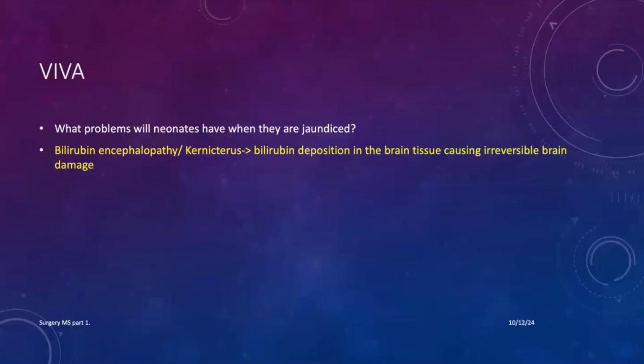Yeah, so they can go into encephalopathy and kernicterus, right? Because bilirubin is fat soluble, it can go through the blood-brain barrier and it can deposit in the brain tissues. It can cause irreversible brain damage, right? So that is the major concern in neonatal jaundice, right? So what is the reason for this? Can you explain why they get bilirubin encephalopathies?